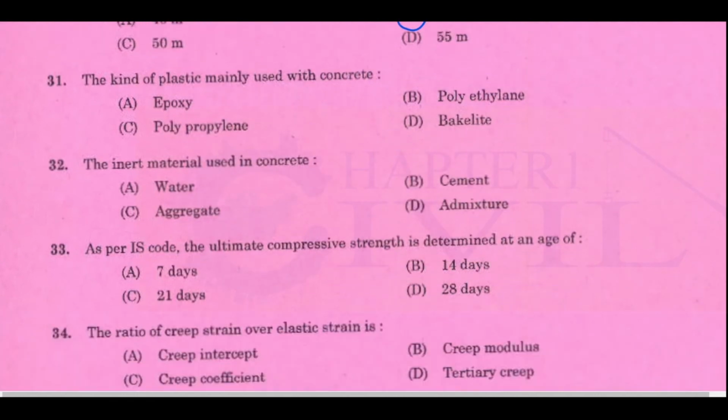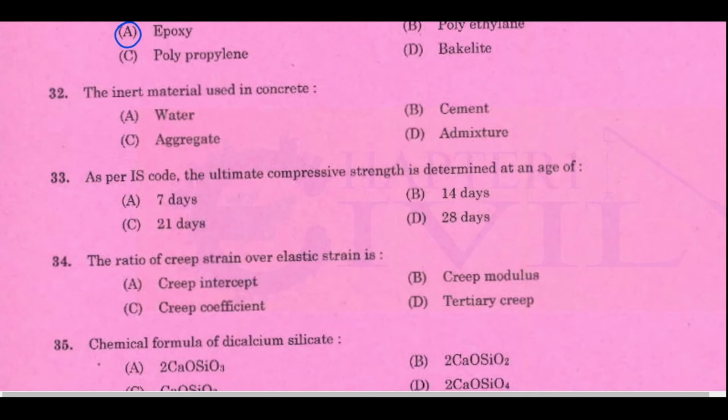Question number 31. The kind of plastic mainly used with concrete: epoxy, polyethylene, polypropylene, bakelite. It is epoxy. Question number 32. The inert material used in concrete: water, cement, aggregate, admixture.